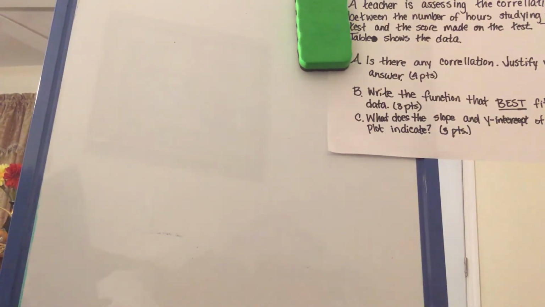B has given you a big clue for your answer to A because it says write the function. There is a function that best fits the data, and they give you a whole 3 points. Then it says, what does the slope and y-intercept of the plot indicate? If that were the case, they would not ask you that. They would not ask you that at all. So therefore, you're going to have either a positive correlation or a negative correlation.